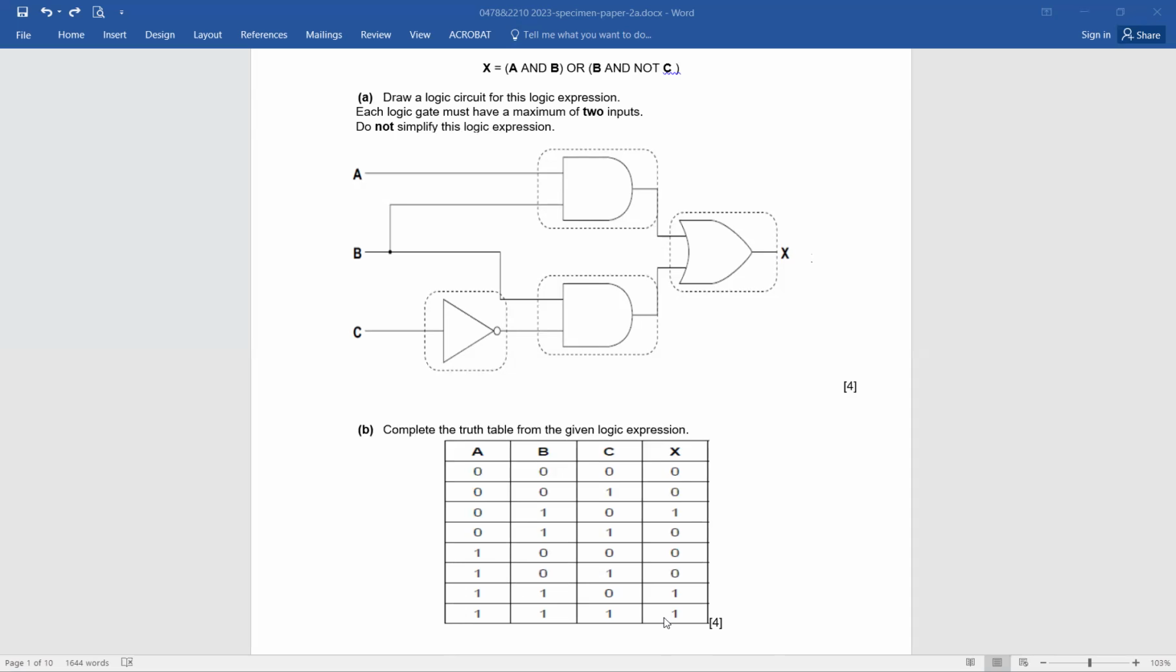Got it? Situation 2 is B and NOT C, meaning B is 1 and C is 0. Now I look for all those locations where B is 1 and C is 0. You can see B is 1, C is 0. There's only this situation, and that also results in a 1 here. It means that you can verify yourself that this is correct.